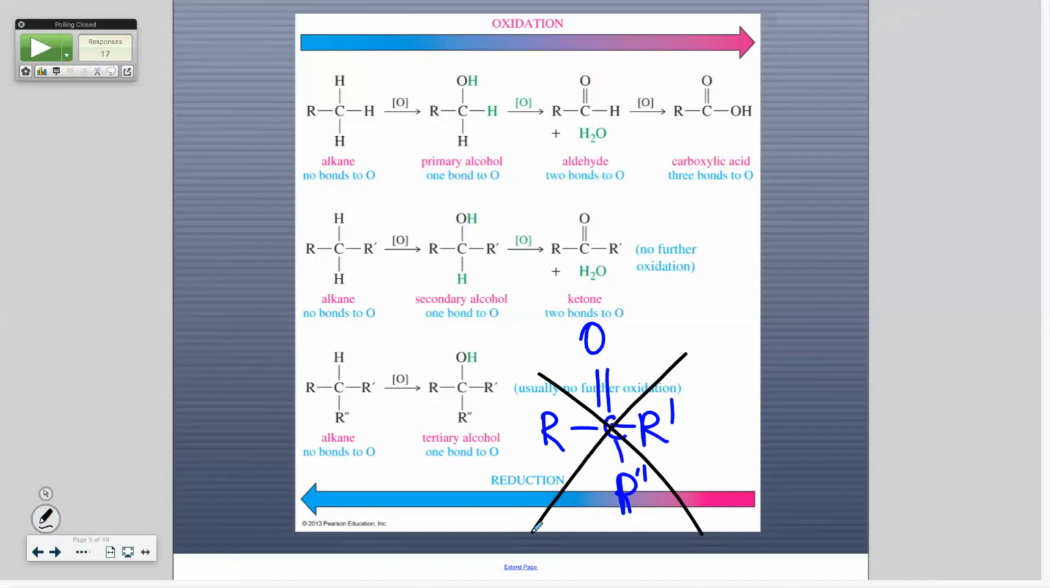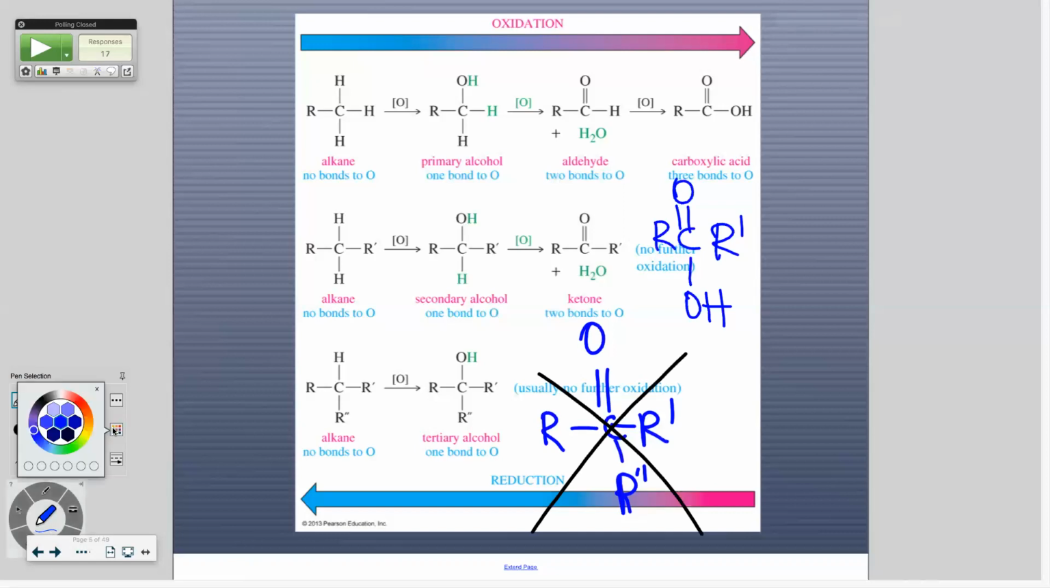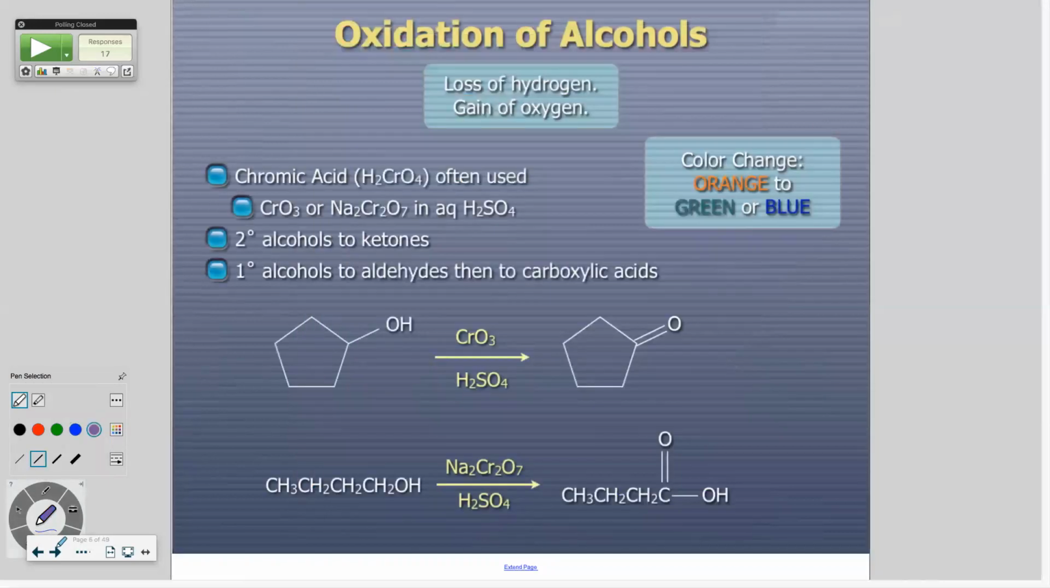Same thing up here. If you tried to make a carboxylic acid, anybody think, why don't we just do that? What's wrong with that? We're not just going to give that the black X. We're going to give it the big purple X, because that carbon has 5 bonds. Don't make carbon have 5. So we're going to lose hydrogen or gain oxygen.